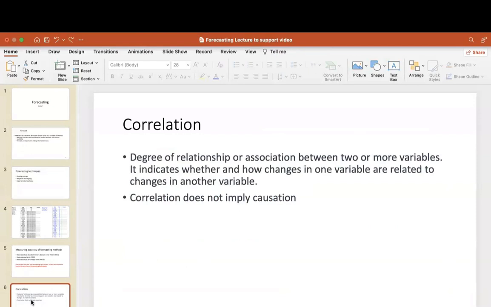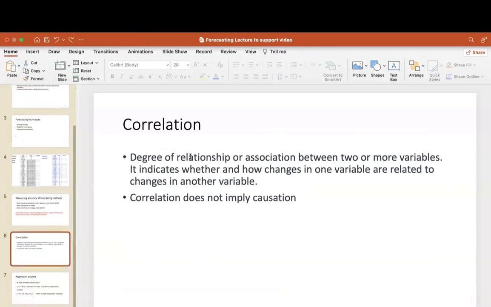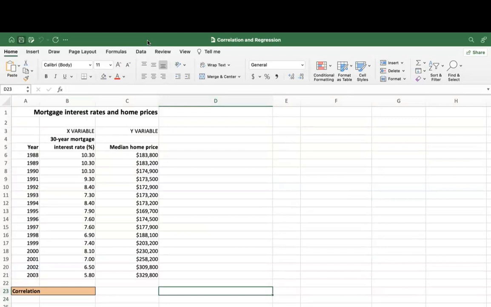Our next technique is called correlation and regression. Correlation is also a technique that helps us in making decisions about forecasting, because in forecasting we have different types of variables, and we want to see what the relationship between them is. In this one and in the next one, regression analysis, you need to remember there will be an independent variable and a dependent variable. So these are the terms that we will be using in correlation and regression.